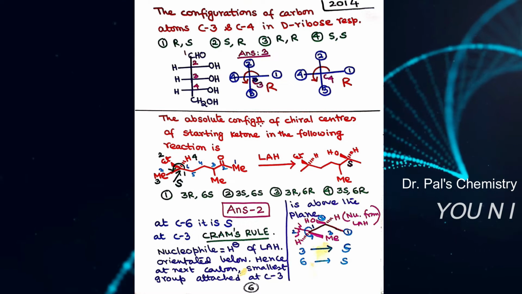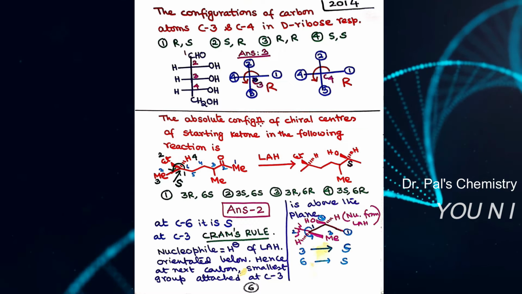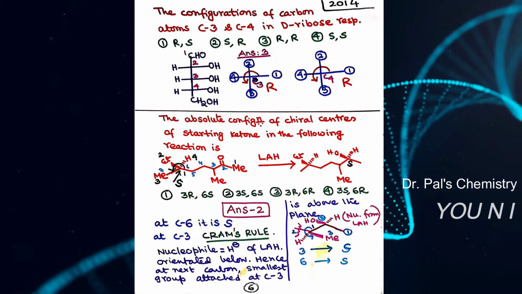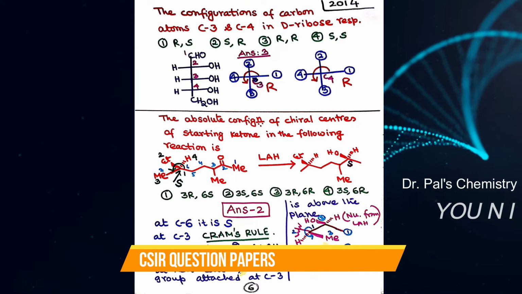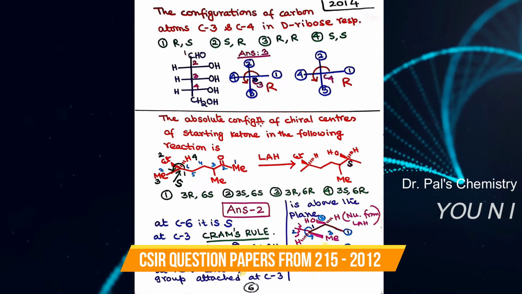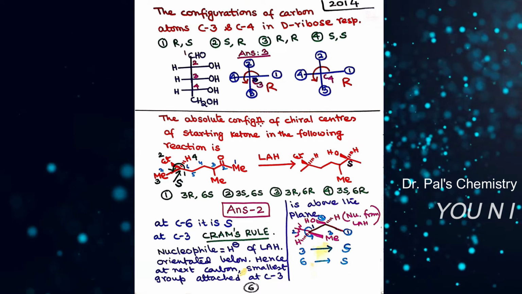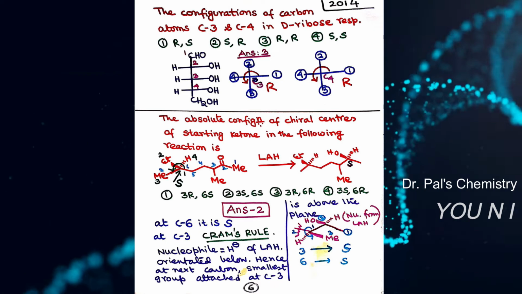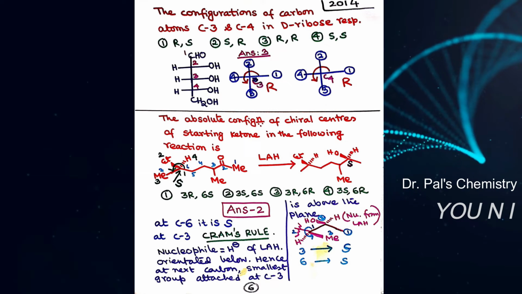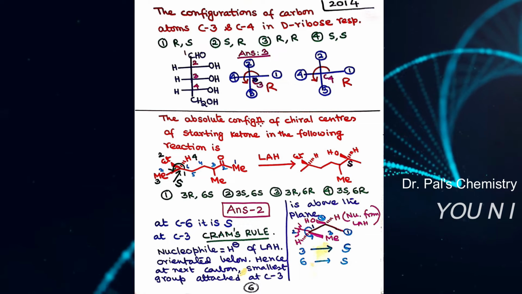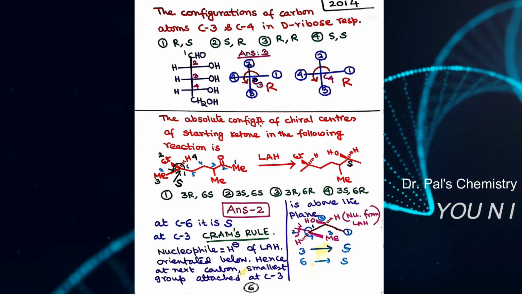Now, in order to answer this question, we first have to write the D-ribose correctly. This is a pentose family. D means that at the bottommost chiral center, the OH will be on the right-hand side, and all the OHs will be on the right-hand side. That represents the D-ribose.